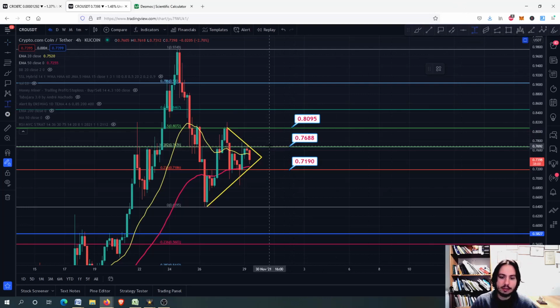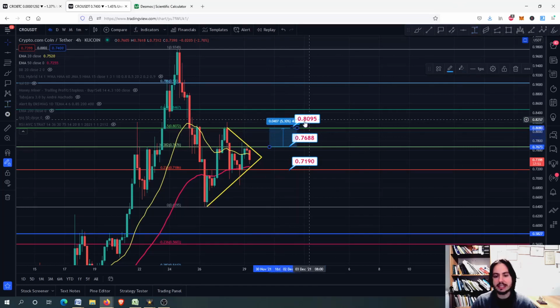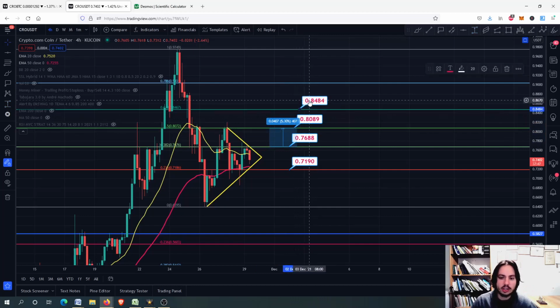For example, if we close above the 0.7688 around there, you can just get a nice profit at the 0.80 around there to 81. If we close above the 0.80, you can get profits to 0.84 and so on.